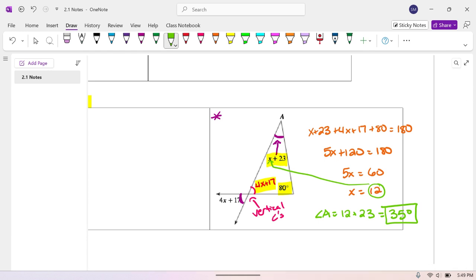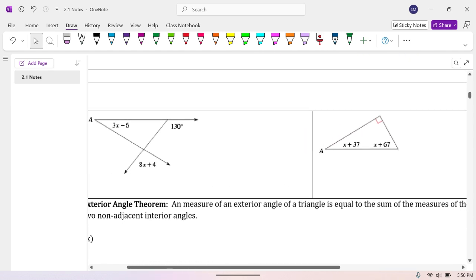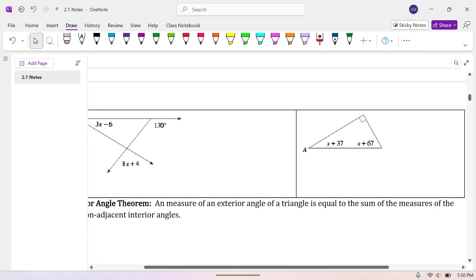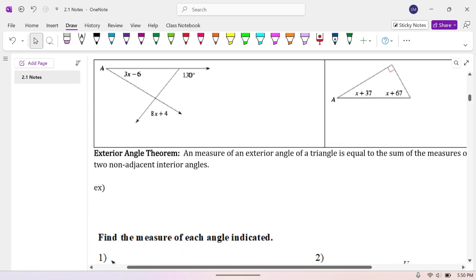All right, so try that other one on your own. On the next page, there's 2 more examples that are very similar to what we just did. I also want you guys to try those on your own. You're still solving for angle A.